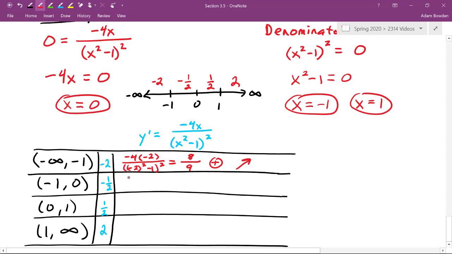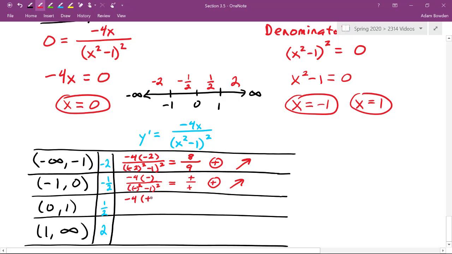Now if we do plug in negative 1/2, just thinking about the numbers here, I'm plugging in a negative on top, a negative squared, minus 1 squared underneath. So basically we're going to get a positive divided by a positive. It's all going to be positive still. But you can always double check by just plugging in negative 1/2 and doing the calculation.